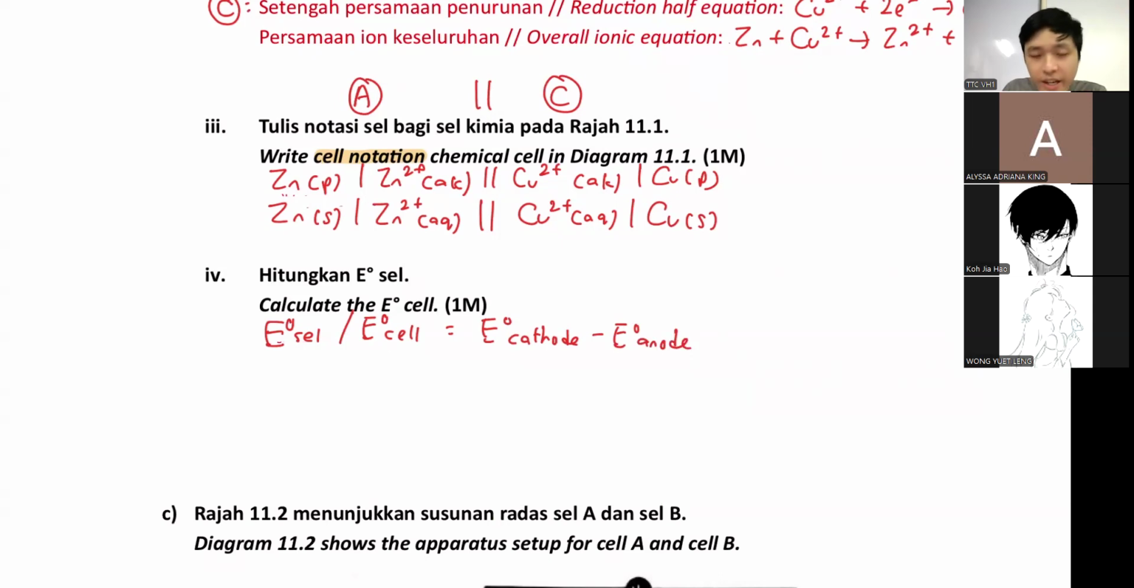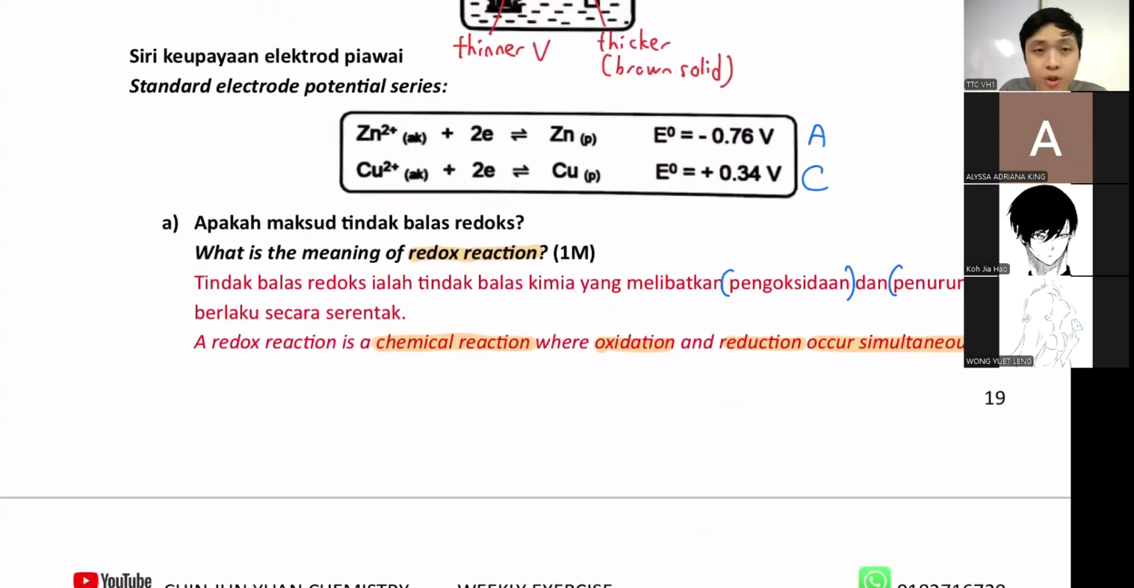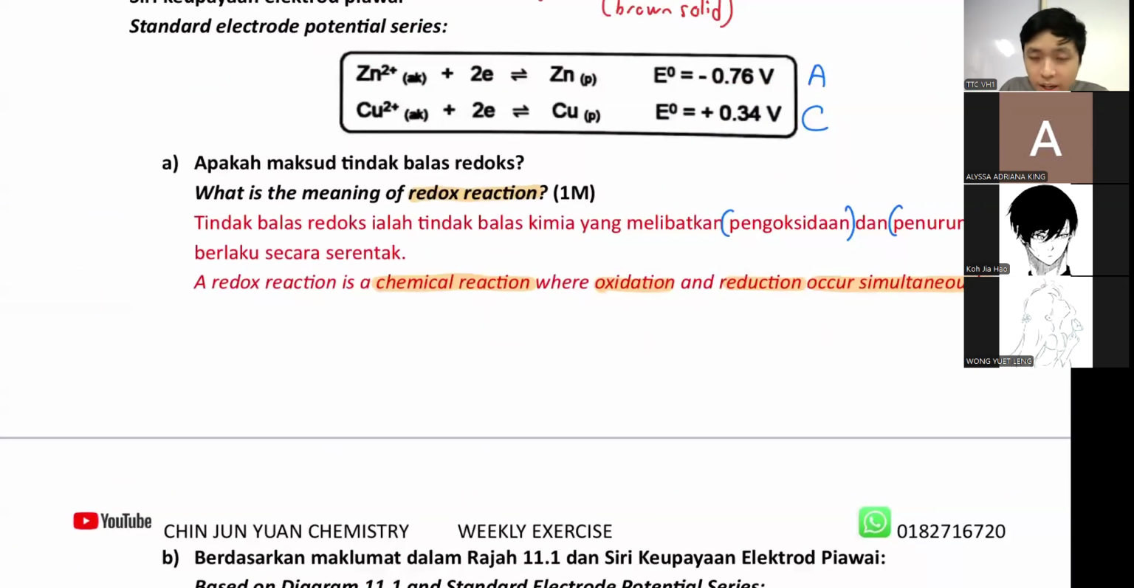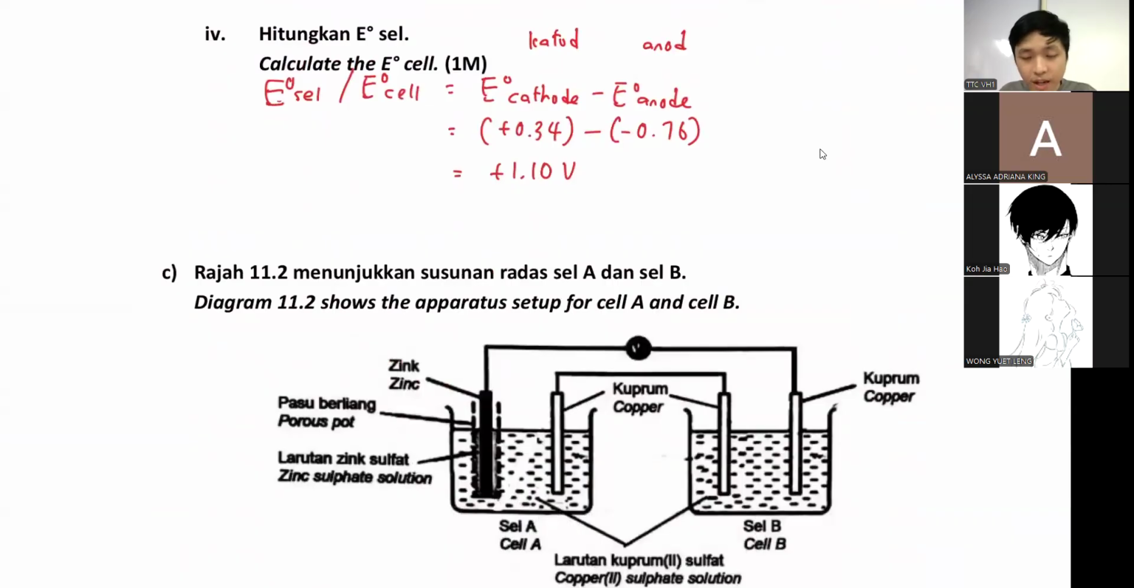Okay, the voltage is E cathode minus E anode. In Malay it is cathode like this, you just change it yourself. The cathode here is positive 0.34, then the anode is negative 0.76. So you use positive 0.34 minus negative 0.76, then you will get positive 1.10 volt. Okay. You already gotten a lot of marks.